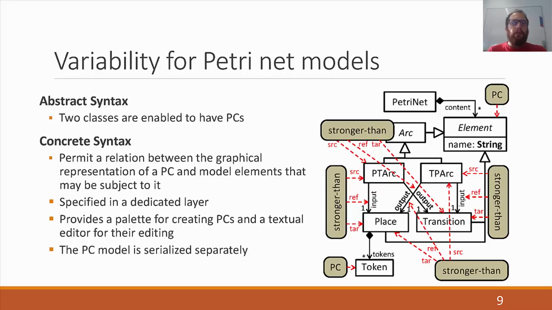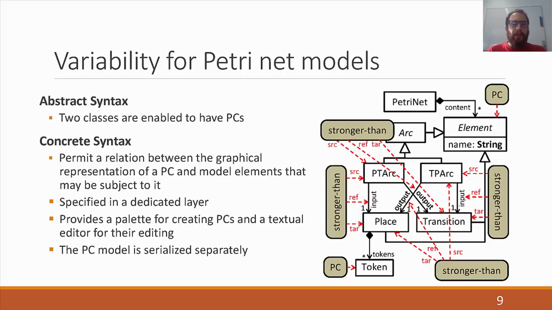PetriNet instances are not allowed to have variability. Finally, predicate stronger than is used 4 times to ensure that the presence condition of the arc, either PTArg or TPArg, is stronger than the input-output place or transition. These predicates are added automatically to avoid arcs with undefined input or output in product nets.